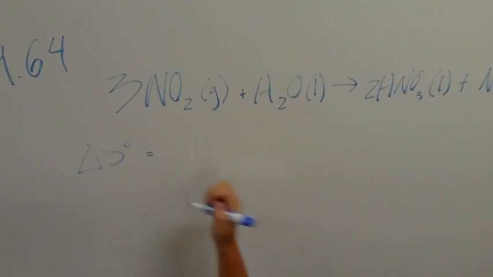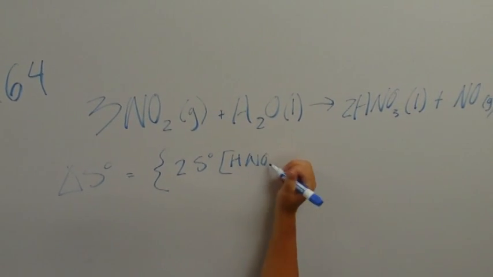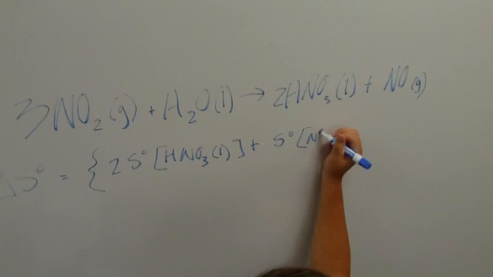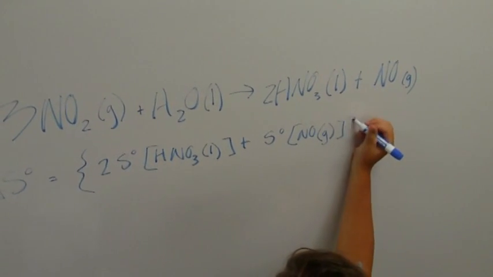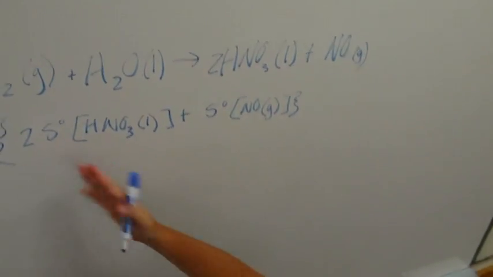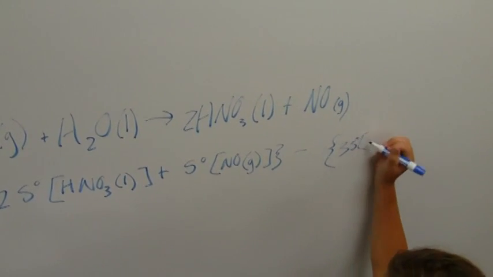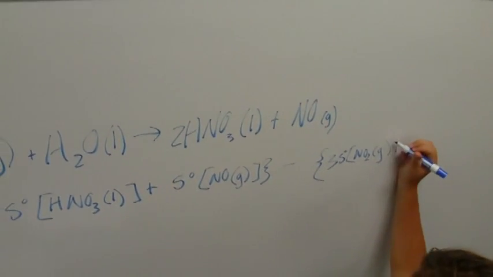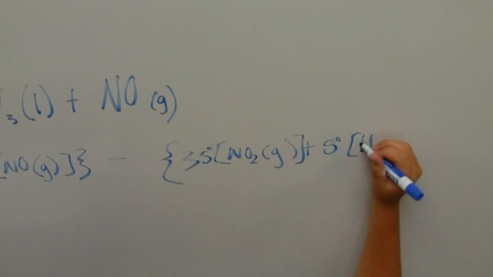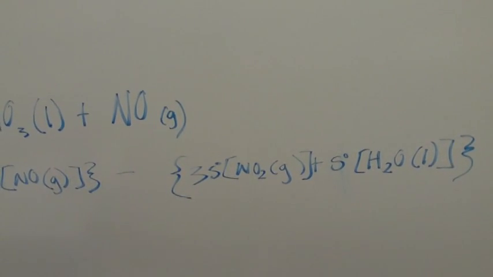Some of the products. I'm not going to write out the products, we'll just go straight into the numbers. So that'll be, again, this is the products, HNO3 and NO, 2 moles, there we go, minus, and this is our reactants. So exciting. This is chemistry at its best. Right, so there we go.